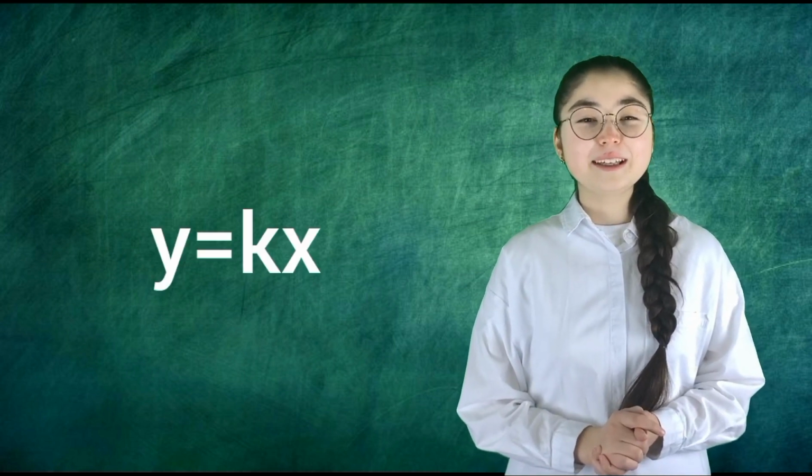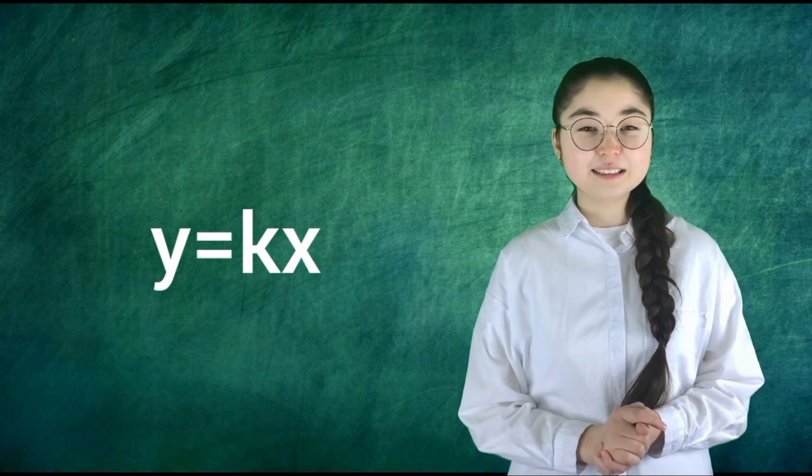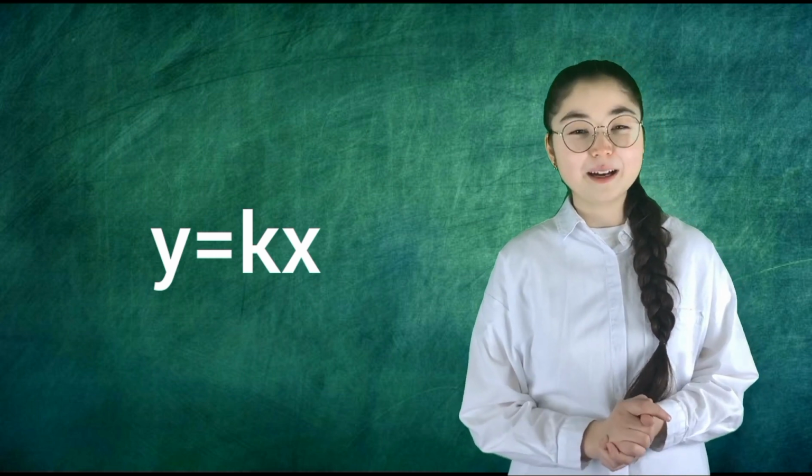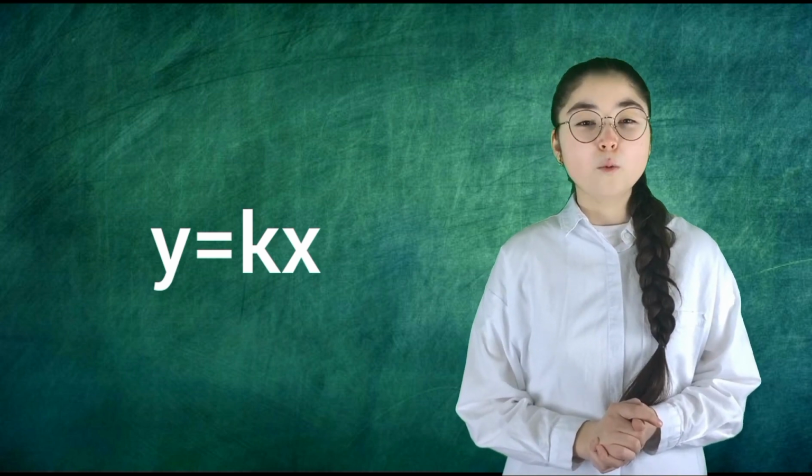We can write the formula of this algorithm like this. Y is equal to k multiply x. K is a constant value, in this case, the quantity of bubblegums. X is the independent variable. Y is the dependent variable.